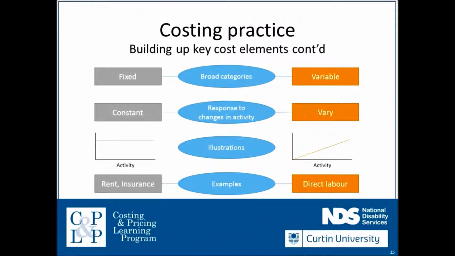Finally, on this particular section, just want to look at costing practice in a diagrammatic form. This diagram was introduced in the previous webinar, but just reinforcing the relationships between fixed and variable cost, our expectations in relation to changes in activity, and also some examples of those costs to help you to decide what is important from your organisation's perspective in terms of fixed and variable costs.